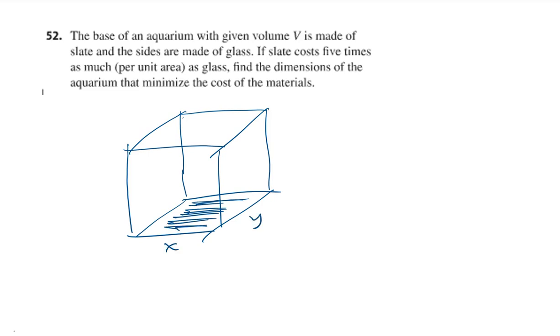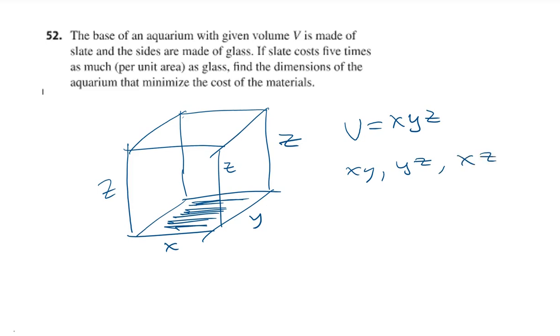So I'm going to call this X, Y, and Z. All right, so there's a Z here and a Z here. Y's back there. All right, so the volume is XYZ for sure. The sides are XY, and it looks like there's YZ, and it looks like there's XZ. Those are the sides. These are glass. So these two are glass. And then the XY one is slate. If you look at the problem, it says slate costs 5 times as much as glass, per unit area.